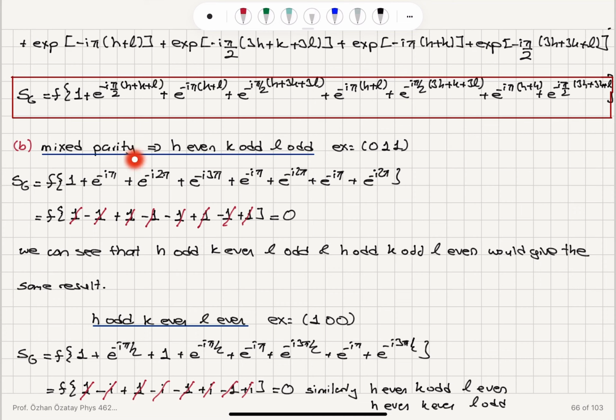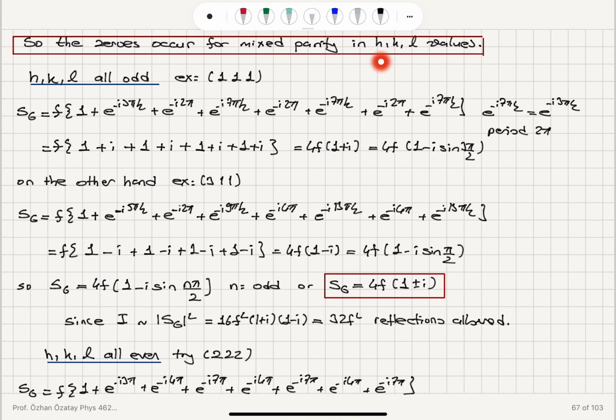First we looked at the mixed parity situation, H even, K odd, L odd. That gave us a 0. H odd, K even, L even, that also gave us a 0. So basically all of these combinations, looking at the symmetry of the sum, give us 0. So the zeros will occur for mixed parity in HKL values. Now when HKL are all odd, for example 1, 1, 1, or if we consider 3, 1, 1, we see that we have either 4F(1 plus i) or 4F(1 minus i). So the intensity is proportional to the amplitude squared, so 32F squared, so reflections are allowed.